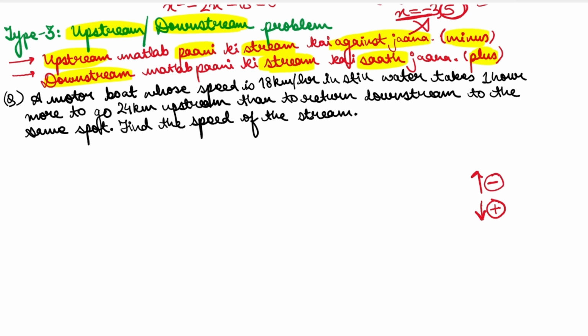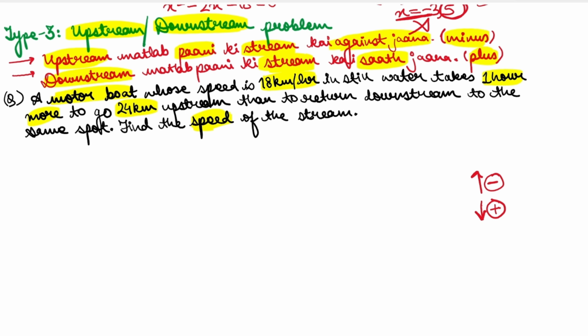Okay, a motor boat, the question says here कि एक कोई motor boat है, उसका speed है 18 kilometer per hour. Okay, so उसका speed हमें दिया हुआ है and this is there in still water. It takes 1 hour more to go to 24 kilometer upstream than to return downstream to the same spot. Find the speed of the stream. ठीक है, तो हमें ये बोल रहा है कि spot जो है वो बिल्कुल same है.